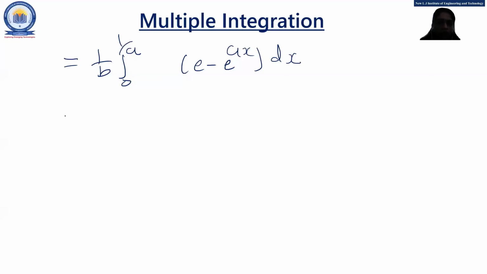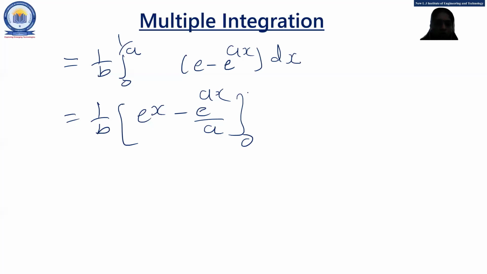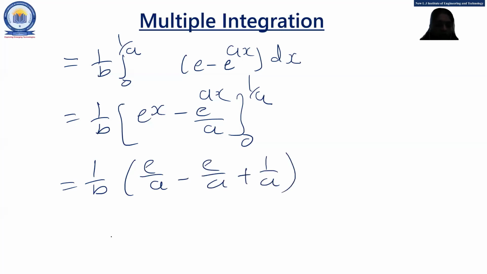With the integration with respect to x, 1 by b, e raised to x minus e raised to ax upon a, from 0 to 1 by a, and after substituting the limits, 1 by b, e by a minus e by a plus 1 by a. So our final answer is 1 upon ab.